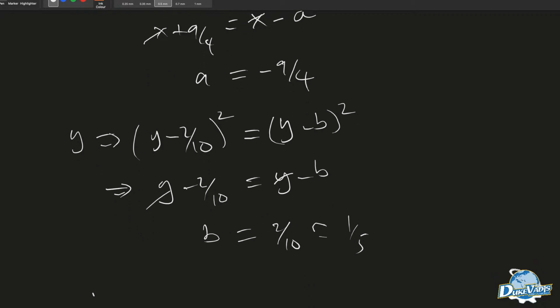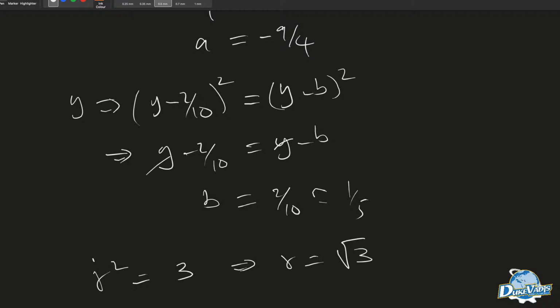So what about the radius? r squared will be equal to 3. This implies that r is equal to the square root of 3. So therefore, our center, given as the first value, is negative 9/4, comma, 1/5, and the radius r is the square root of 3.